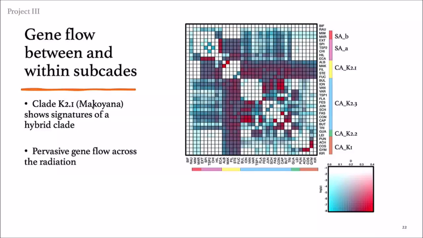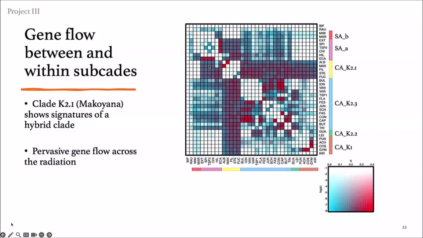And so this heat map is showing you between species which ones might have had gene flow. With these statistics, the more colorful it is, the more significant it is, basically. And you see very clearly that this clade K21 has a very distinct pattern where it seems to have had gene flow with the entire rest of the Central American group and also the South Americans.